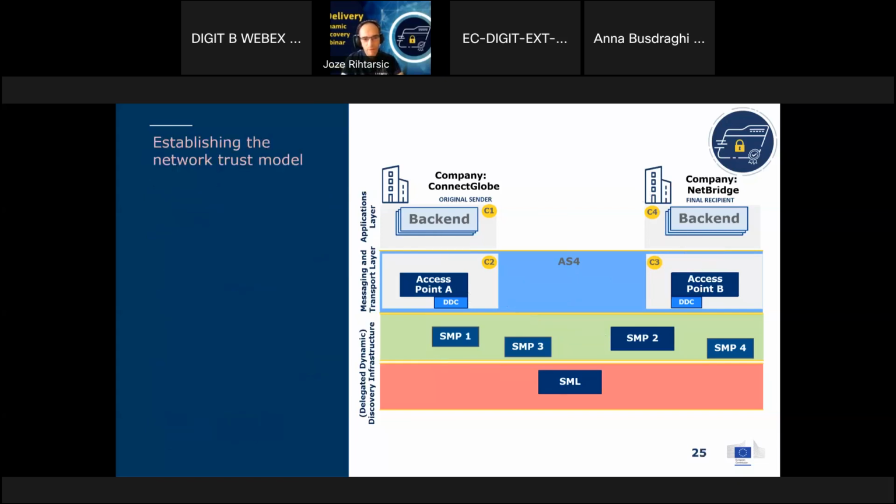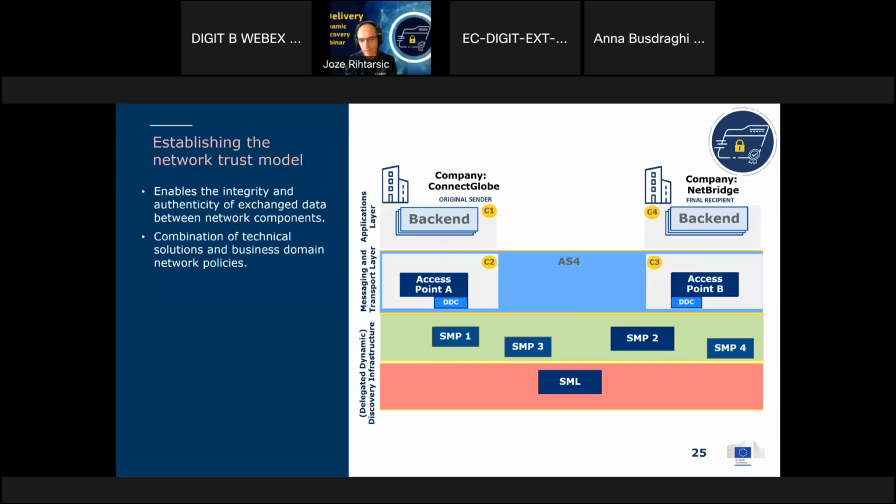So now we will go step by step in more detail. First, about establishing the network trust model. Establishing the trust model enables the integrity and authenticity check of all exchanged data between the components. And this is a combination of technical solutions and business domain network policies.